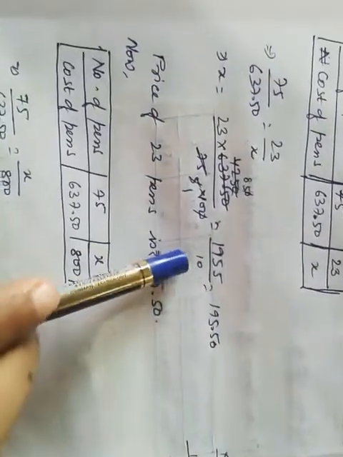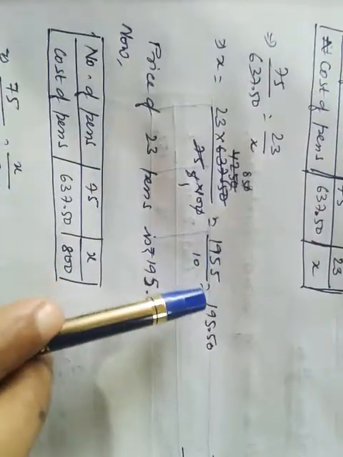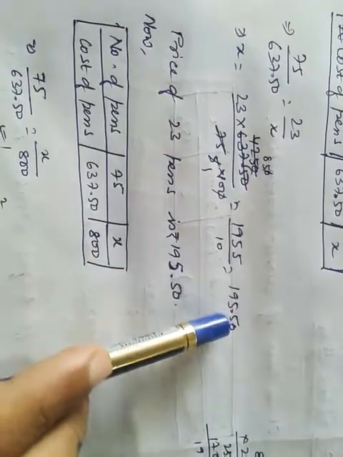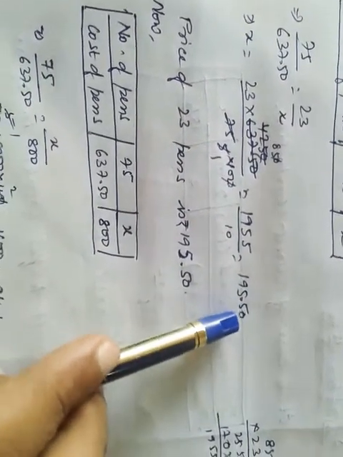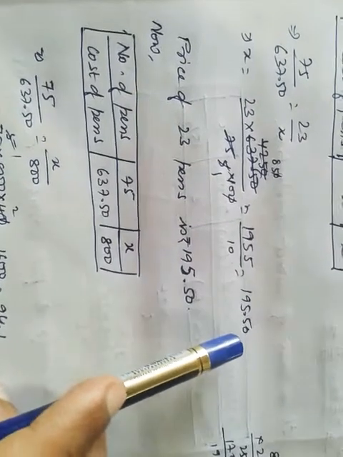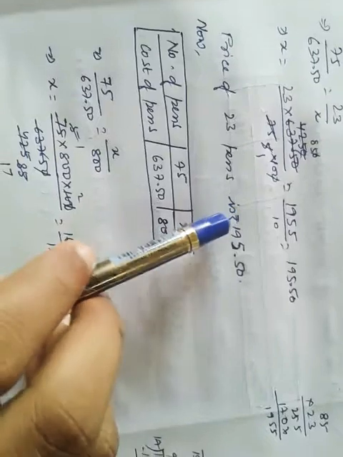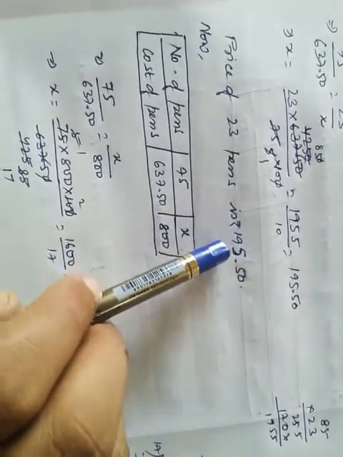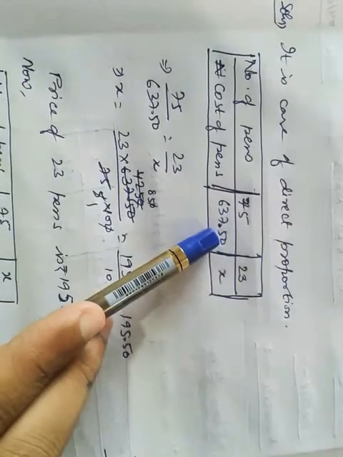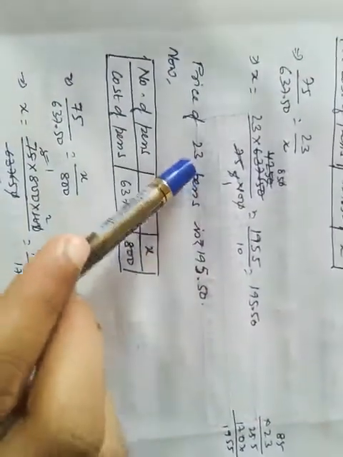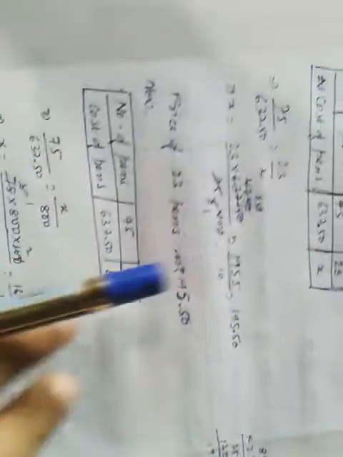Now when we cut it, how much do we get? 1955 by 10, and we get 195.5. Then I add 0 because it is paise, not 5, that's why I give 50. The price of 23 pens is 195.50. You can see it. For 75 pens it is 637.50, and for 23 pens 195.50.